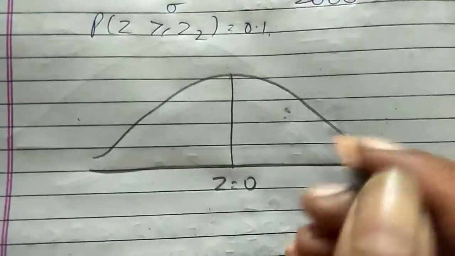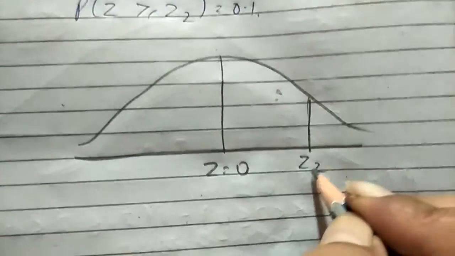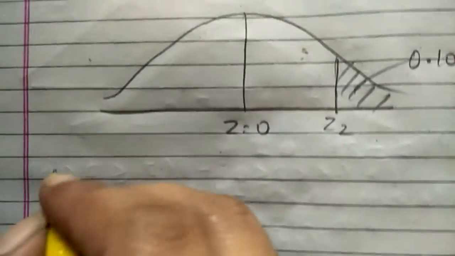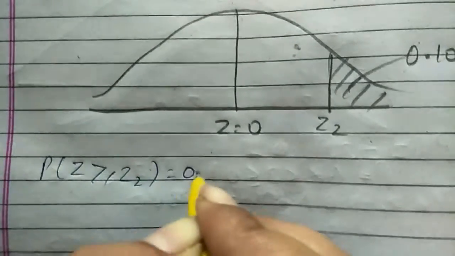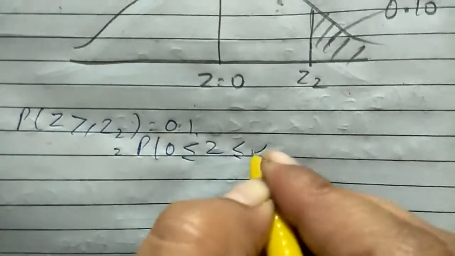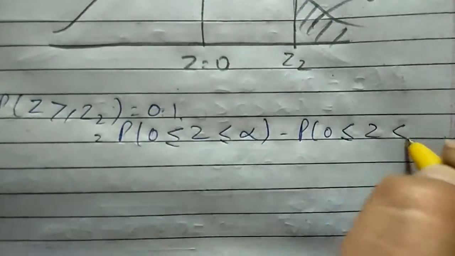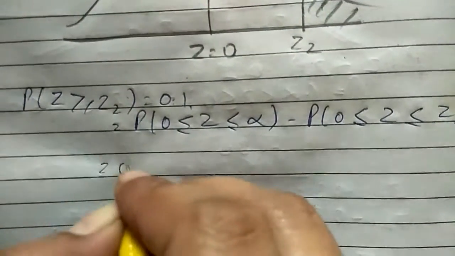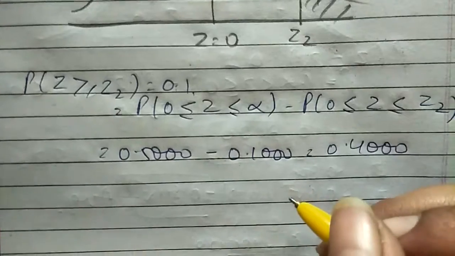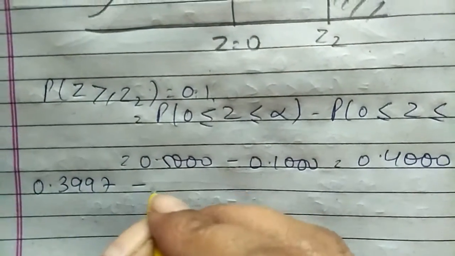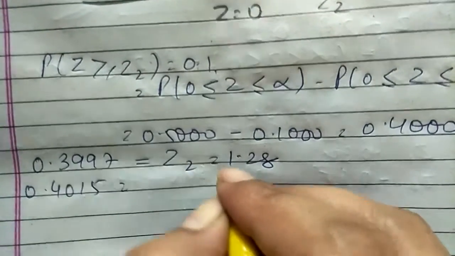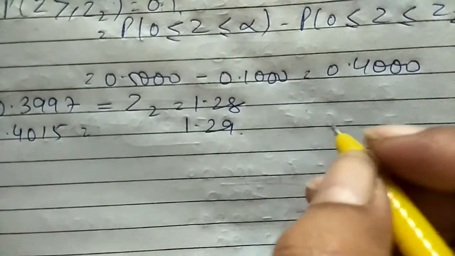Centermost part is x is equal to 0, the other is x2. Shade this portion as such, we will find this 0.10. Okay, so now P(Z more than or equal to z2) is equal to 0.1, so that is P(0 less than or equal to Z less than or equal to infinity) minus P(0 less than or equal to Z less than or equal to z2), that is 0.5000 minus 0.1000. Answer comes to 0.4000. So for the area of 0.3997, the value of z2 is equal to 1.28, and for the area of 0.4015, the value of z2 gives us 1.29. So both we will add and find the average.